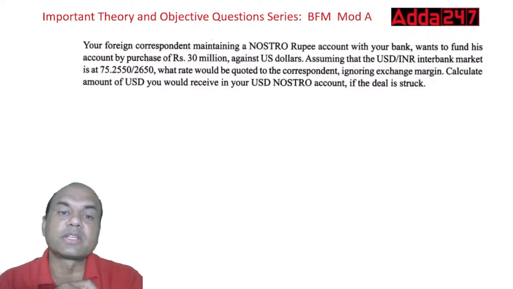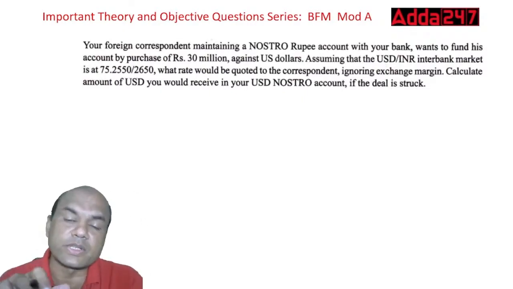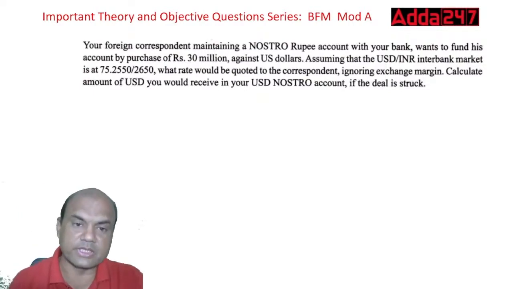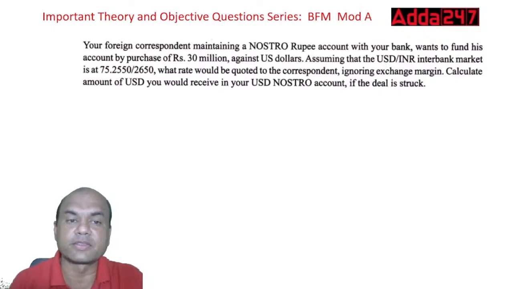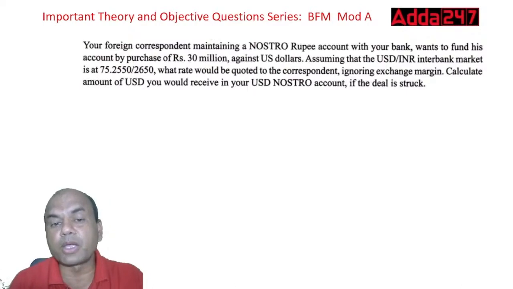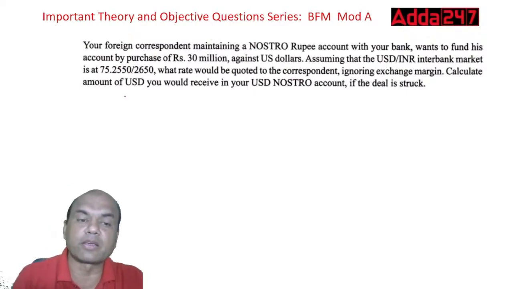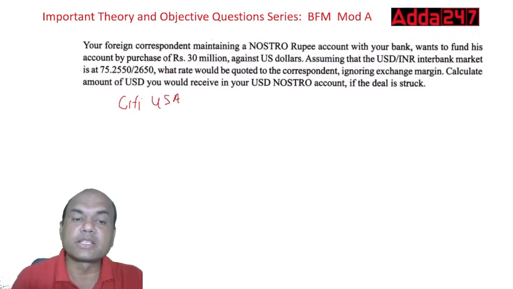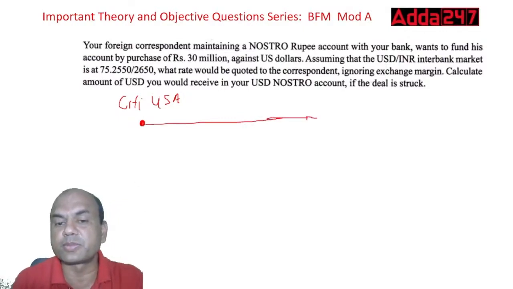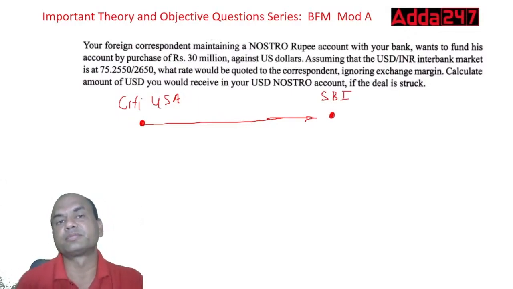Now look at this. This question has almost 3 to 4 various questions. What are the various questions here? Firstly, understand the numerical, what it is. Your foreign correspondent is maintaining the Nostro rupee account with your bank. So let's say this is Citibank USA. So this Citibank USA is maintaining a Nostro account with your bank. Let's say you are SBI. So Citibank is maintaining a Nostro account with your bank.